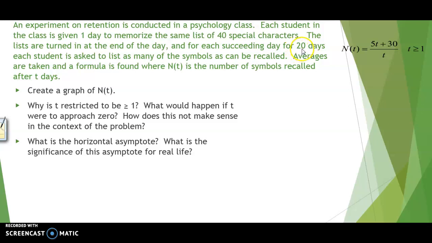We also see that they only take the test for 20 days, and we see that there are only 40 characters to memorize. So this 20 days is our t, or our x variable, and the number of characters up here, the 40, is our y variable. So noticing all of that information should help us in creating a graph for this.